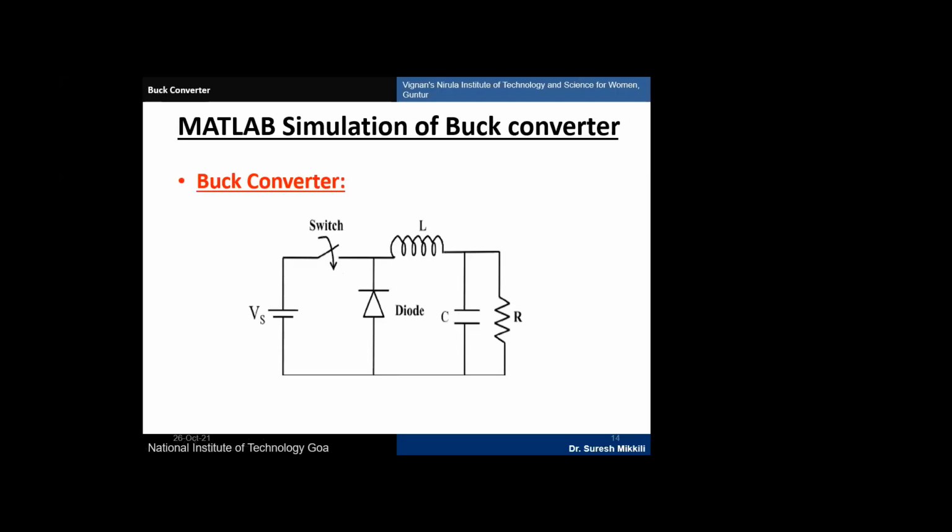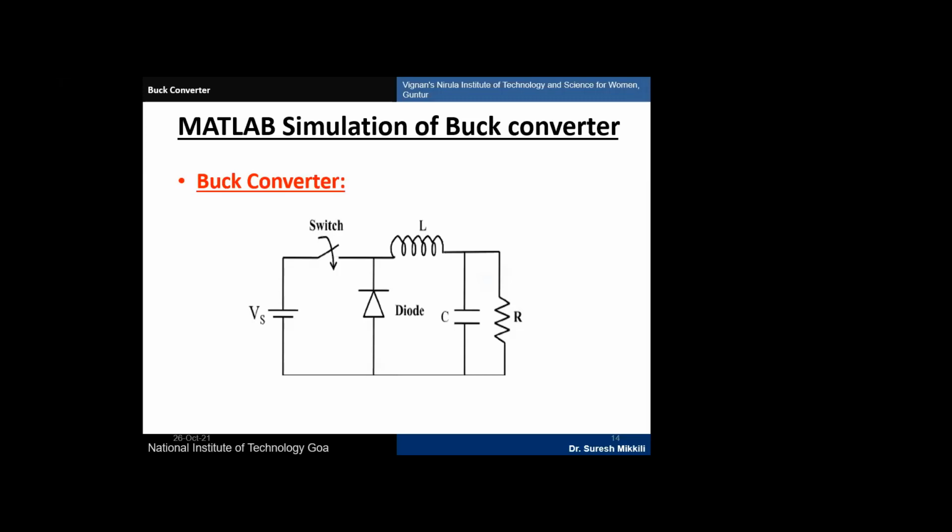Then we will move to buck converter design. So what is a buck converter? You tell me. When the input voltage is high, the output voltage is low, so step down occurs. The voltage is stepped down whereas the current is stepped up. Try to understand: in a buck converter the input voltage is high and the output voltage is low, whereas the current is inverse.